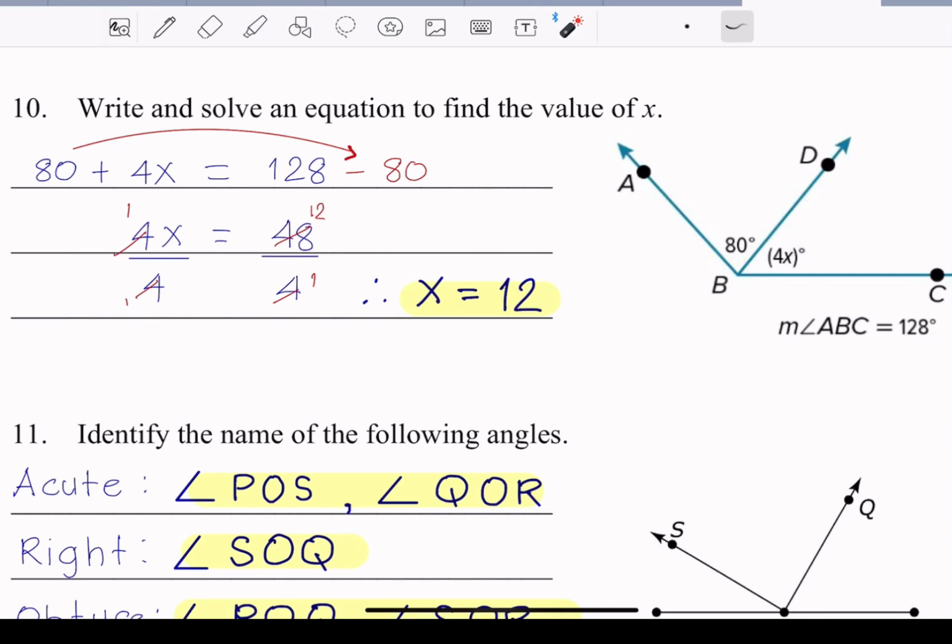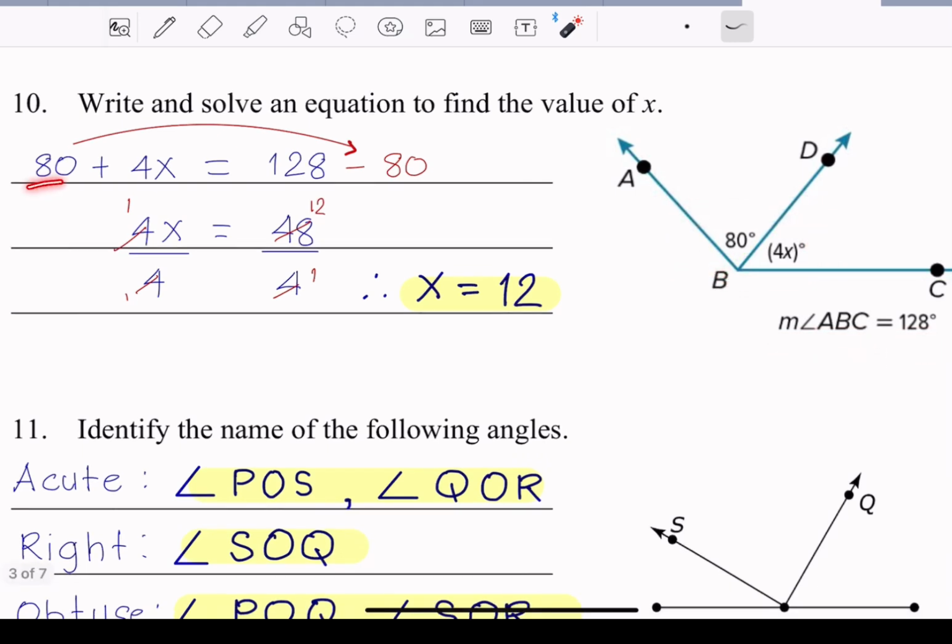Question number 10. Write and solve an equation to find the value of x. So we have the figure given here. A, B, C. So we have ABD is 80 degrees. DBC is 4x. And notice angle ABC is 128. So what we're going to do is to collect these values and equate it to 128. That is why we have 80 plus 4x is equal to 128.